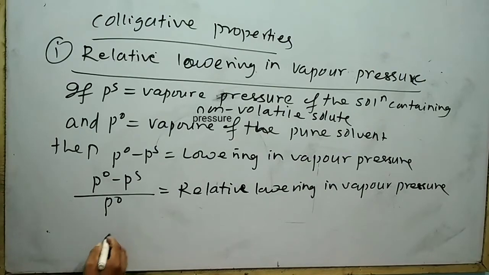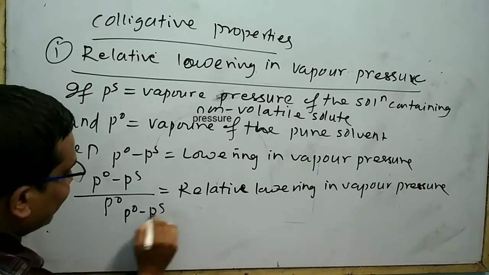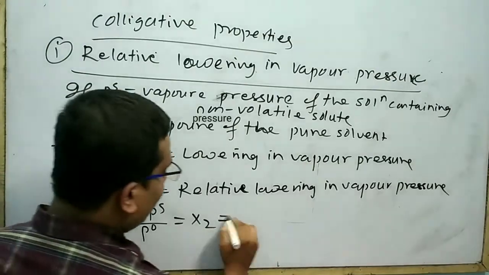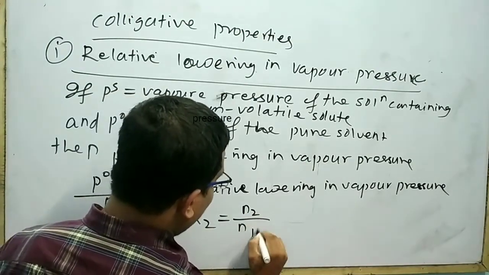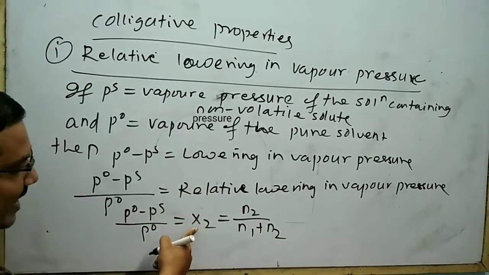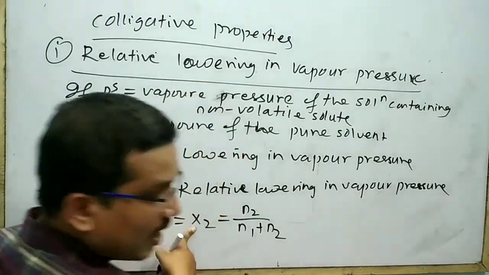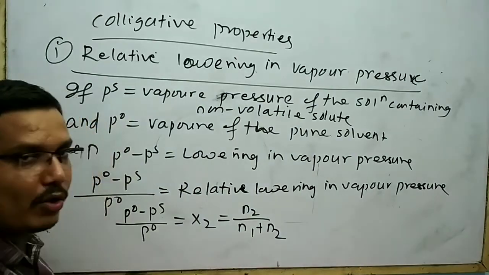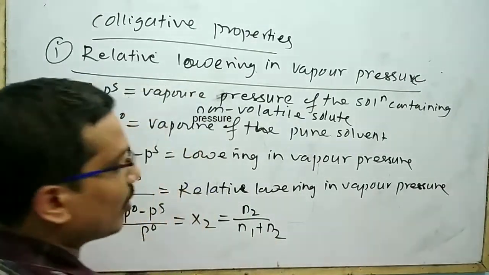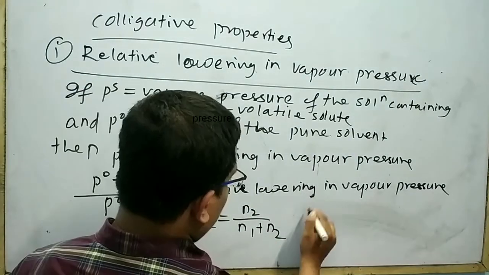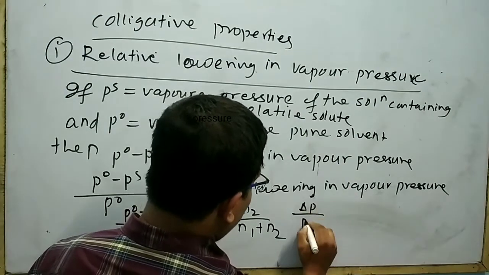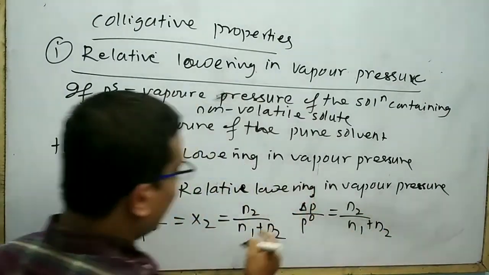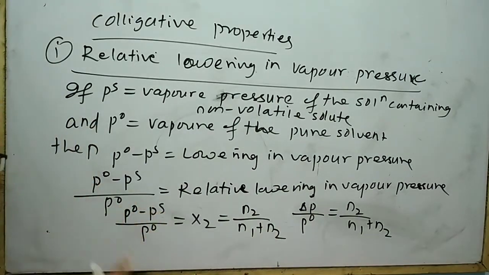According to Raoult's law, I can write (P0 minus Ps) divided by P0 equals x2. We know that x2 equals n2 by (n1 plus n2). Here x2 is the mole fraction of the solute, n1 is the number of moles of solvent, and n2 is the number of moles of solute. So we can write delta P by P0 equals n2 by (n1 plus n2). Here delta P equals P0 minus Ps.